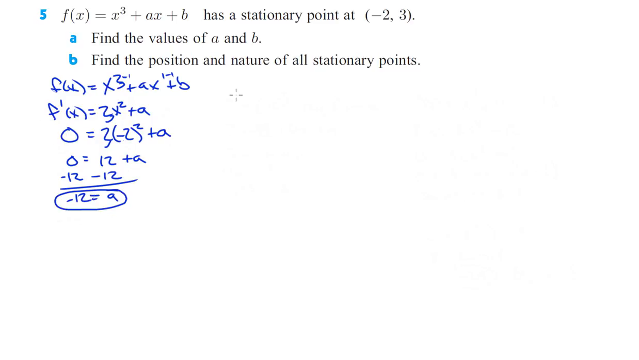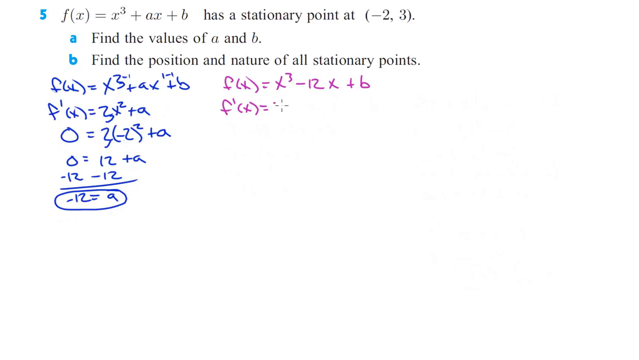Okay. So now that we know that a is negative 12, we should be able to plug that in and try to figure out what b is going to be. All right. So let's see. We now know that f of x is x cubed plus negative 12, so let's do minus 12x plus b. All right. So again, let's take the derivative of that.